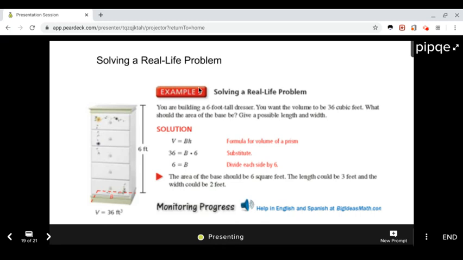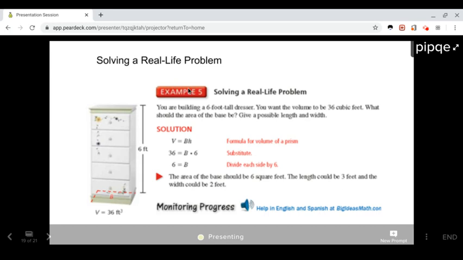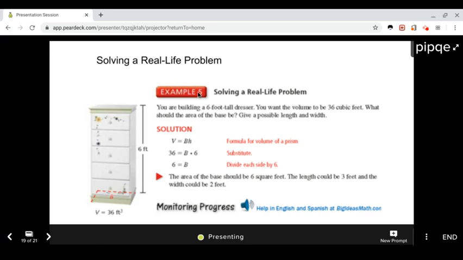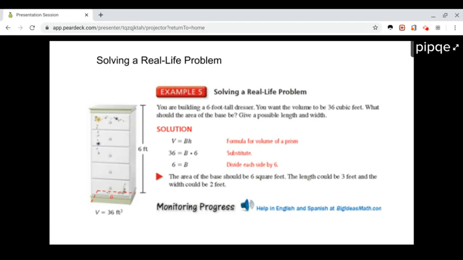This is another real life problem. So it says you're building a 6-foot tall dresser. You want the volume to be 36 cubic feet. What should the area of the base be? Give a possible length and width.